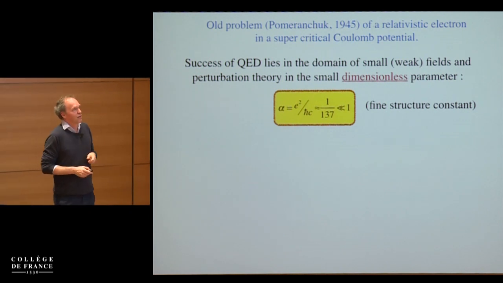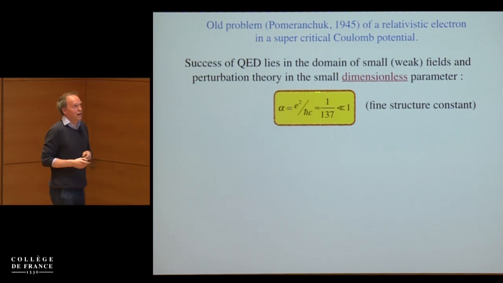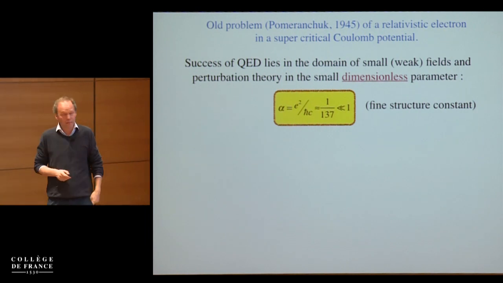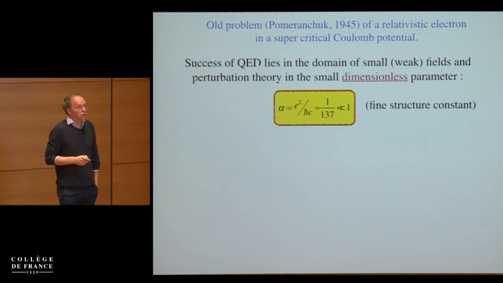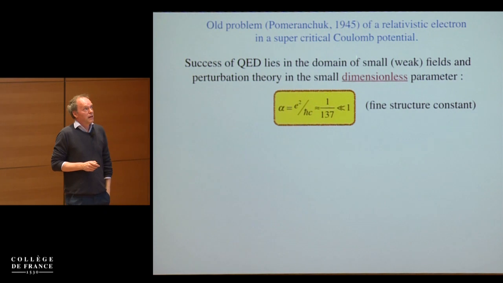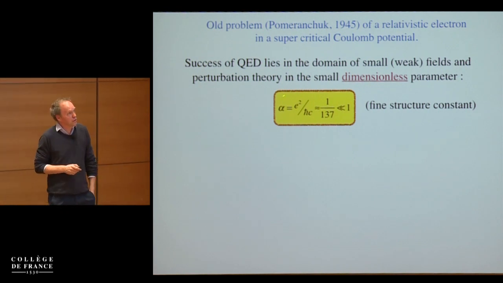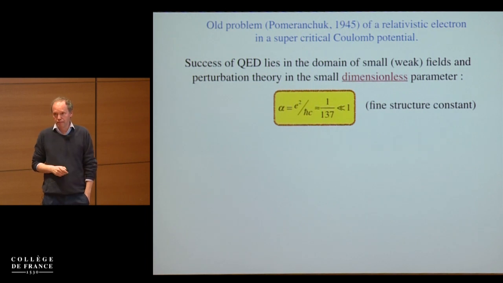It's a problem that goes back to Pomeranchuk in 1945, the problem of a relativistic electron in what is called a supercritical Coulomb potential. So let me remind you a few basic things about QED, quantum electrodynamics. The success of quantum electrodynamics, in fact, lies in the domain of small fields and in perturbation theory. And why is it successful? Because we do perturbation theory in a small dimensionless parameter that is called the fine structure constant. And this fine structure constant is the ratio of fundamental constants, the charge, Planck constant, and velocity of light. And this is a small parameter, just a number.